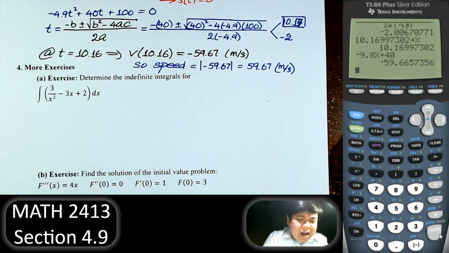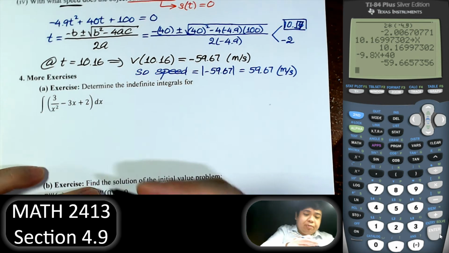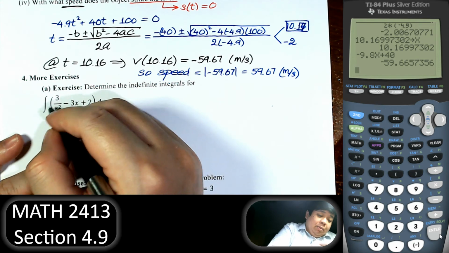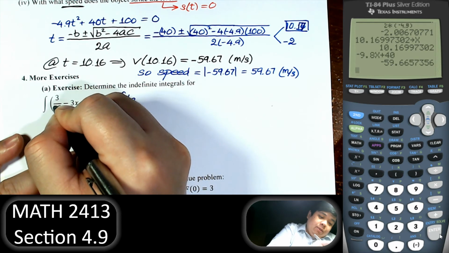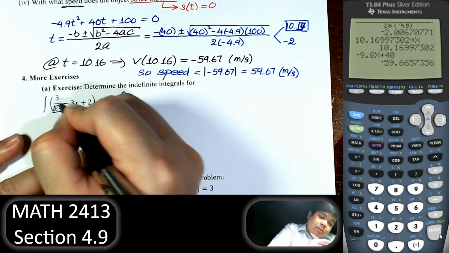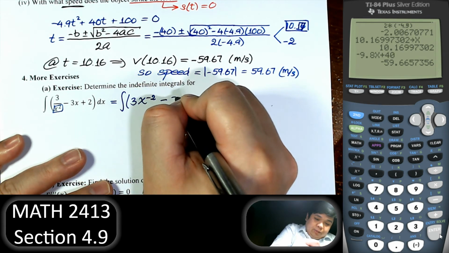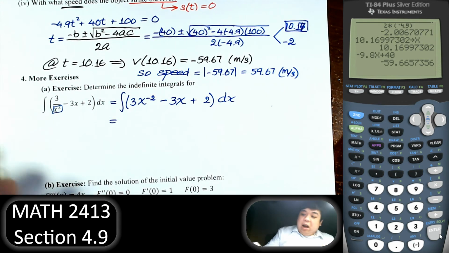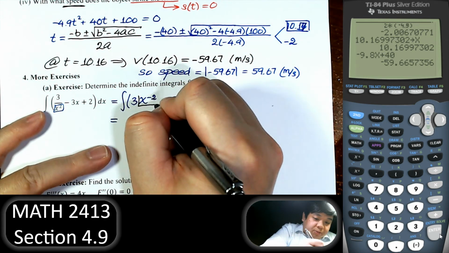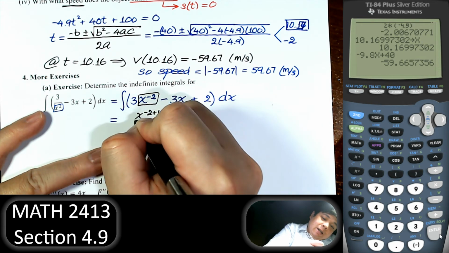Right. I'll go back to do more examples. Determine the indefinite integral for this one. So we have the power rule here, because here we do not have any trigonometric function. X squared at the bottom, we can write that as x to the negative 2. Now apply the power rule. This time I will do it slowly. I increase the power by 1, divide by the same thing.